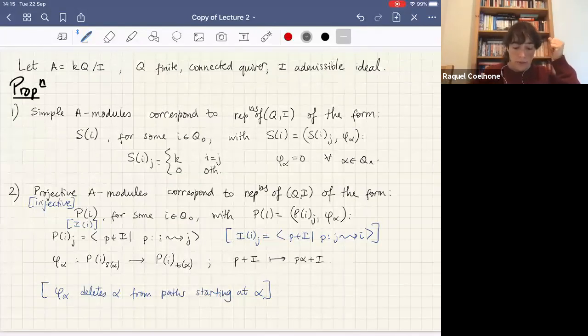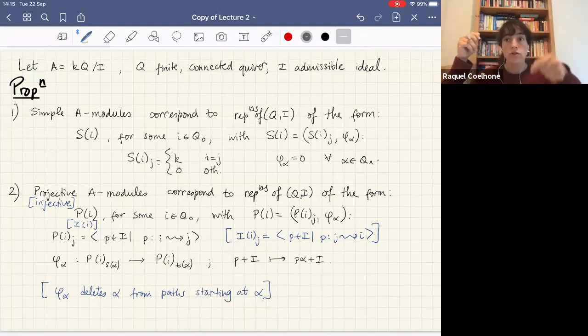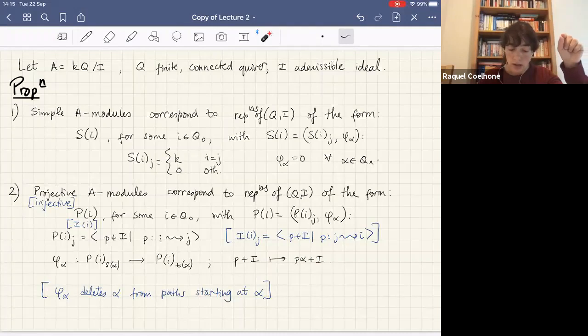In this case, the simple A-modules, the representations corresponding to simples, are of the following form. There's a simple for each vertex of the quiver, which we'll denote by Si. This is a collection of vector spaces: it's going to be a copy of the field K at the vertex corresponding to the simple, so i, and 0 elsewhere. If it's 0 elsewhere, there's nothing else to define, so the maps must be 0. As the name says, they are very simple.